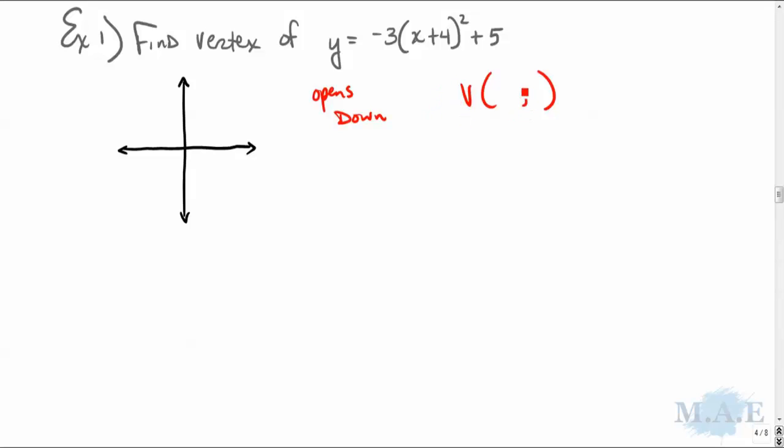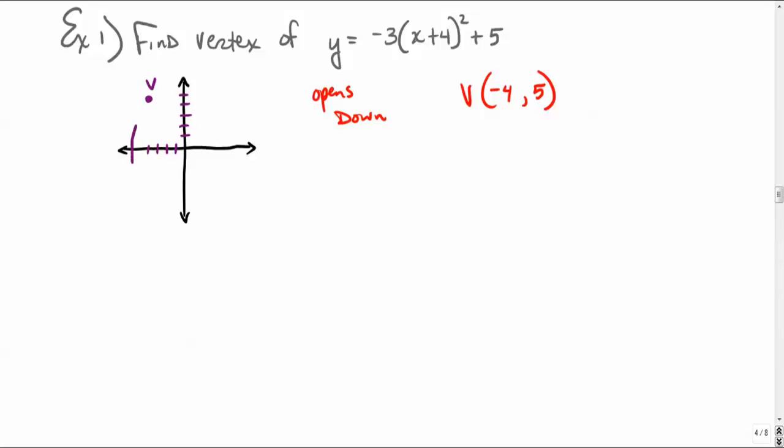And the vertex of this is going to be, the 4 is negative, of course we want to always use the opposite. That's going to be the x coordinate of our vertex, and this we're going to keep positive. So my vertex is negative 4, 1, 2, 3, 4, positive 5. So it's up here. That's our vertex, and this thing's opening down.